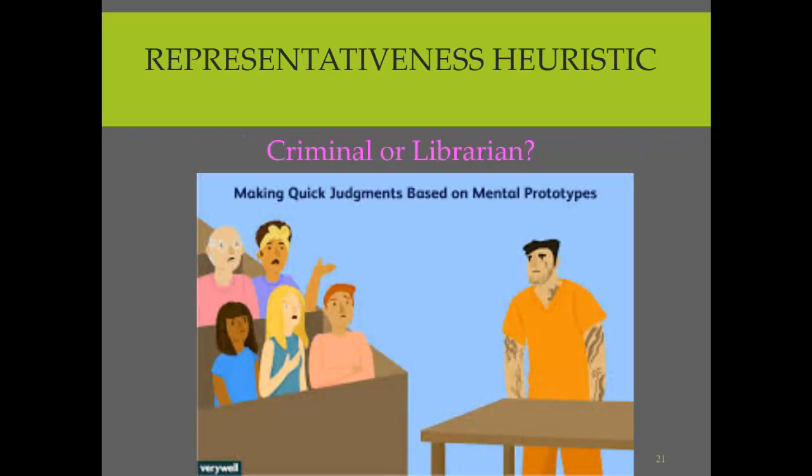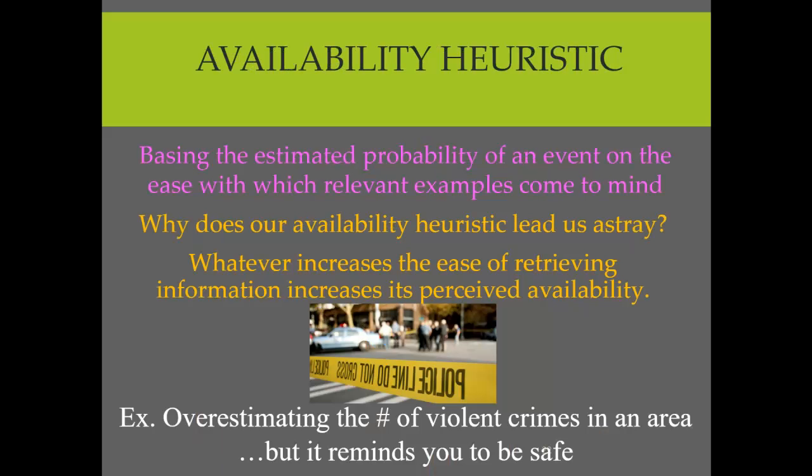Another example of a representative heuristic: you come across somebody and you see this person here and say, all right, who's the criminal? Is he a criminal or is he a librarian? Well, your prototype for a criminal, one, he's already in an orange jumpsuit there, so that may kind of fit your prototype for criminal. He's covered in tattoos, so that may cause you to make a quick judgment. So representative heuristics are not always correct. They're based off of what our prototype is. Stereotypes and bias do fall into representative heuristics.